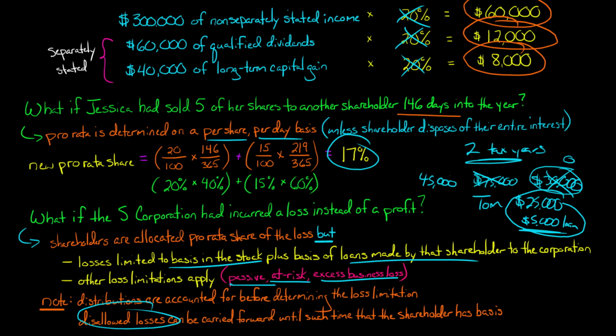Like in this example here, I said there would be $45,000 of losses that Tom would not be able to take because he didn't have the basis to take those losses. So those disallowed losses can be carried forward to a future tax year until the time that Tom does have enough basis. If something happens that increases Tom's basis, then he can go and take those losses at a later point in time.